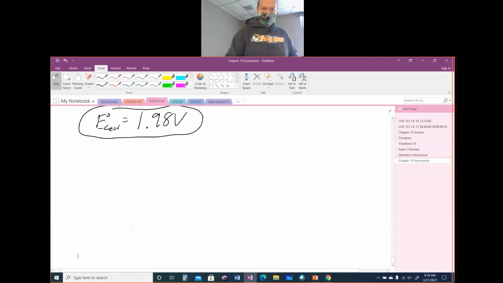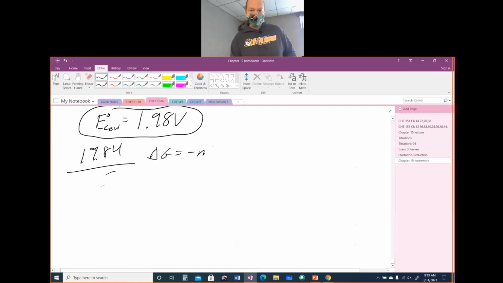All right, 1984. Use electrode potentials to calculate the equilibrium constant. All right, so now we have our equations. Delta G is equal to negative nFE. We also have that is equal to negative RT ln Keq.